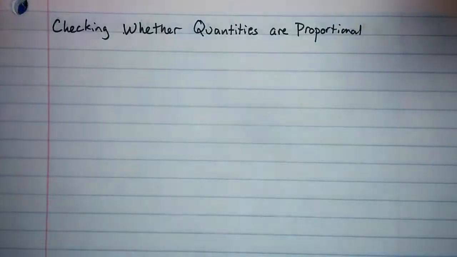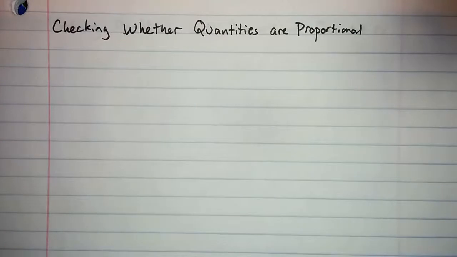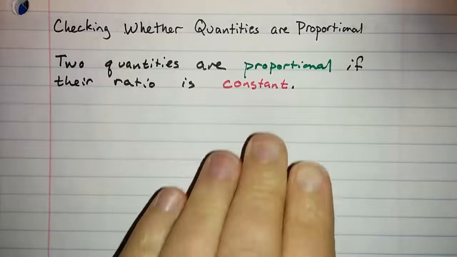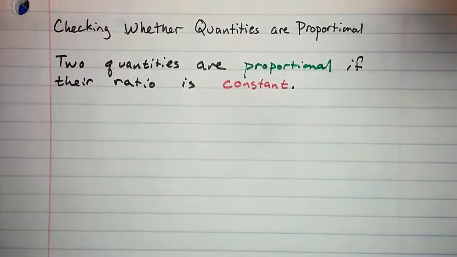We're going to want to be able to decide whether two quantities are proportional. And remember what we said about proportional quantities. Two quantities are proportional if their ratio is constant. What do we mean when we say the ratio is constant? We mean that between one situation and another situation, the ratio does not change.